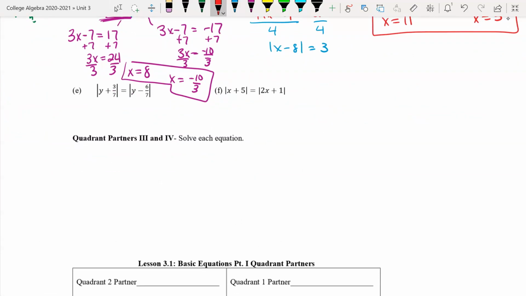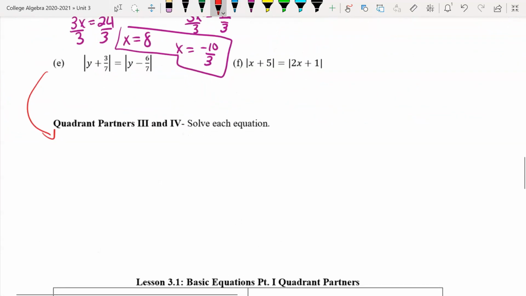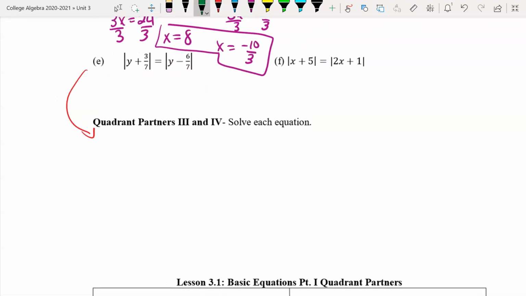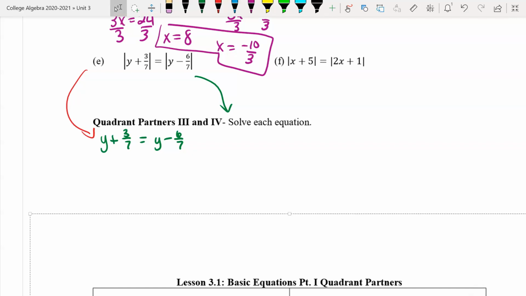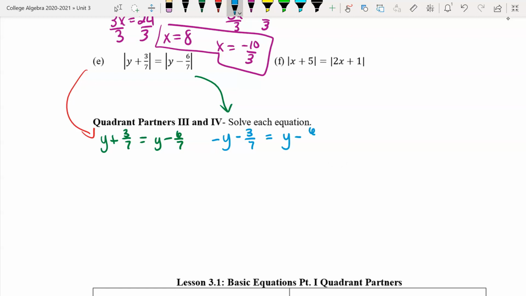So E, I'm going to throw in down here. If they give you an absolute value equals an absolute value, you do not have to isolate it. Obviously, you can't. So what you do is you go ahead and write two equations. So the first equation, nothing changed. The second equation, you change one of the absolute values. And I'm going to change the signs of everything inside the absolute value. So the second one, I'm going to say negative y minus 3/7 because it was a positive y plus 3/7. So I changed that. And the second part does not change.